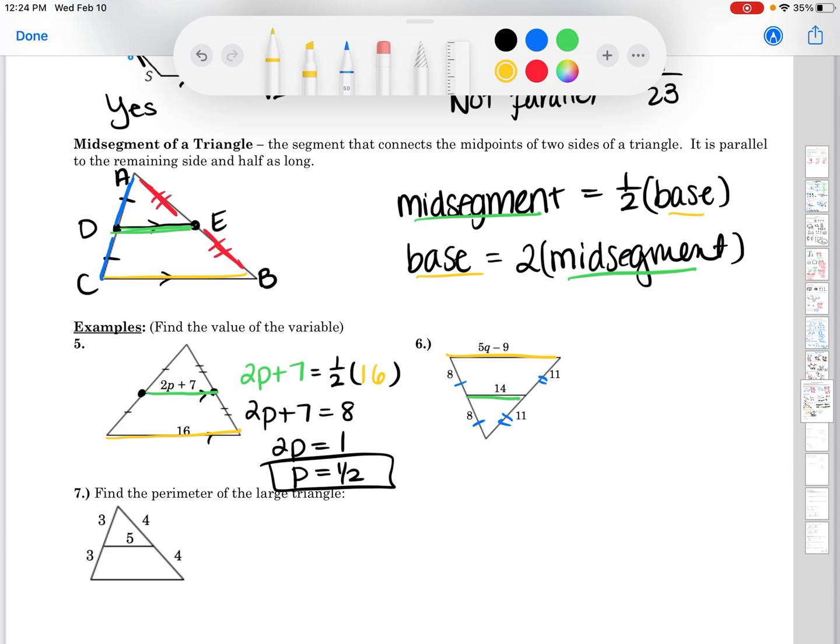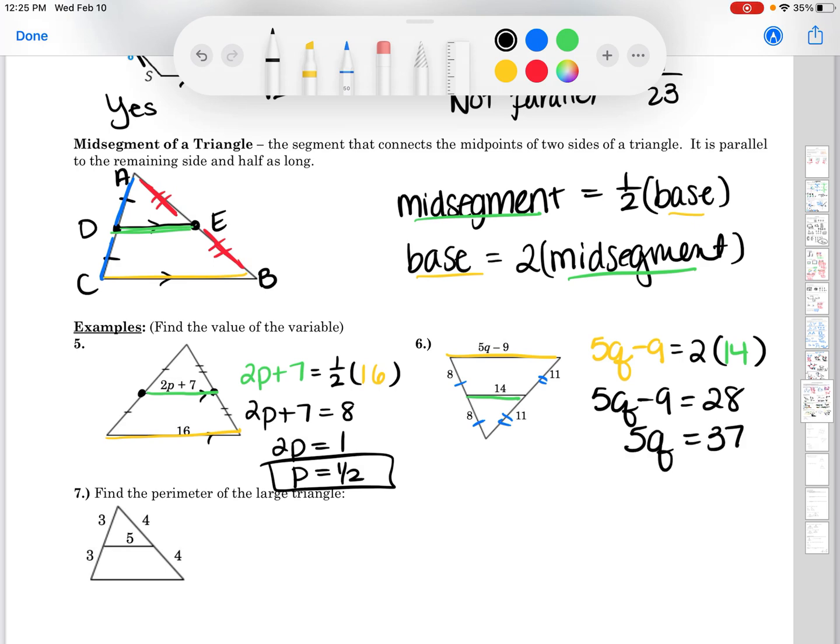So why don't we try the other one? So it's base equals 2 times the midsegment, and the midsegment is 14. All right, so that's going to give me 5q minus 9 is equal to 28. I'll add 9 to both sides, so I'm going to get 37. And then I'll divide by 5, so q is going to equal 7.4.